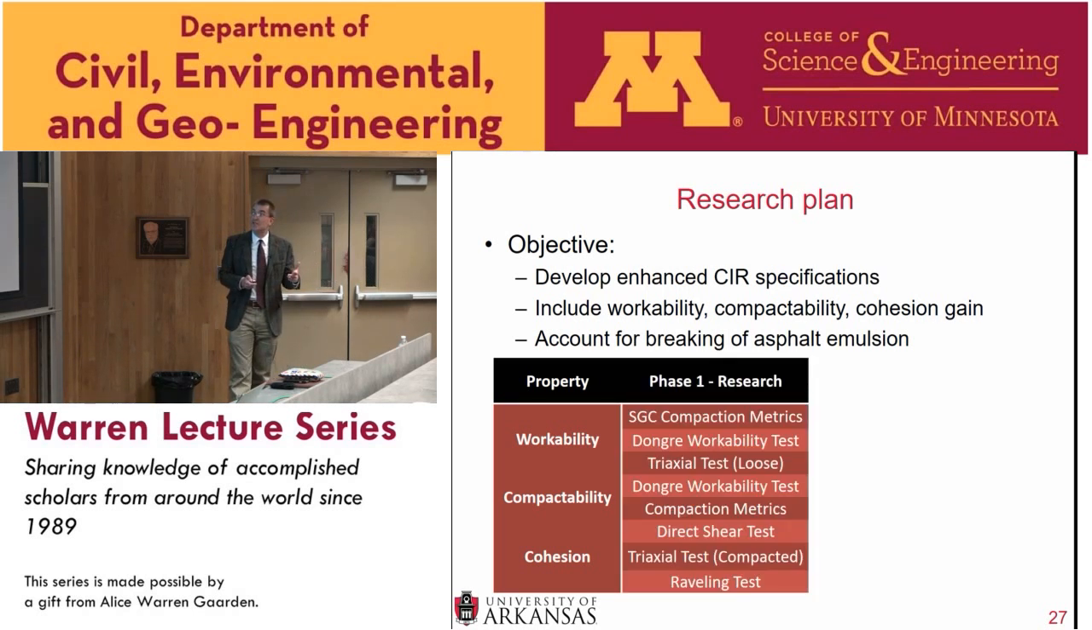And for the first phase of Sadie's research, she is doing some evaluation of material properties. So you can see here, there's the SGC compaction metrics. SGC stands for Superpave Gyratory Compactor, and we'll go over that in a minute. We have the Dongray Workability Test, or DWT. Then we have the Triaxial test. So all of you fans of soil and soil mechanics, you're going to get excited when we talk about the triaxial test. Then for the compactibility, we have the DWT again and the compaction metrics. And then for the cohesion, we have the direct shear test, the triaxial test on compacted material, and then also the raveling test.